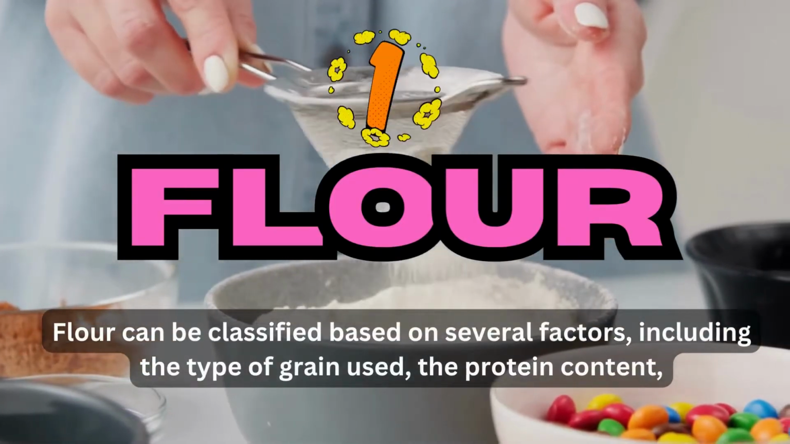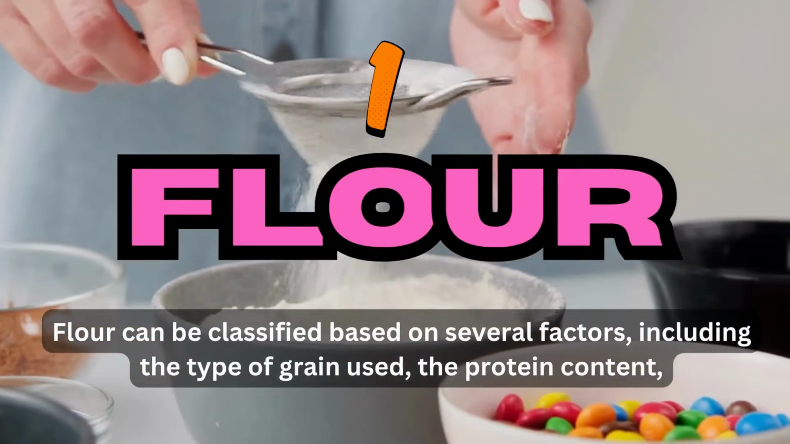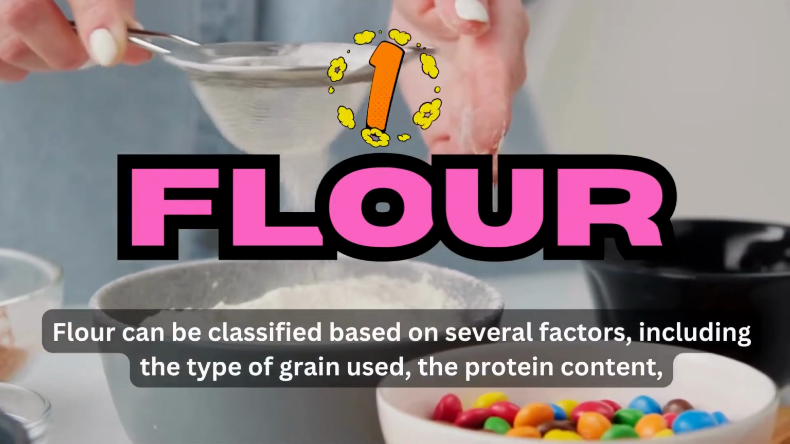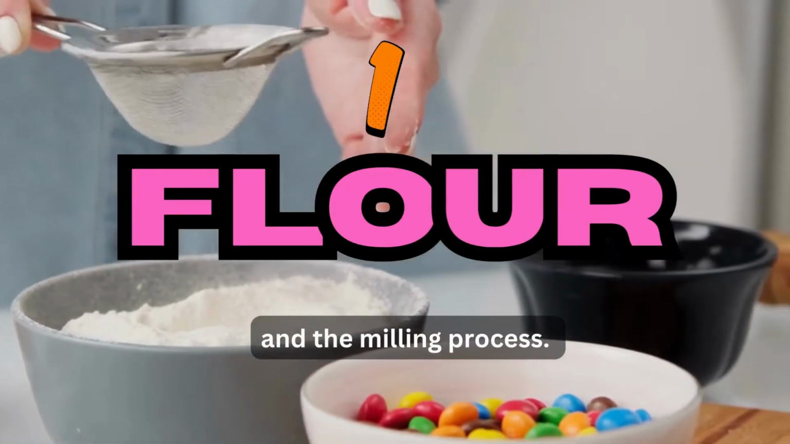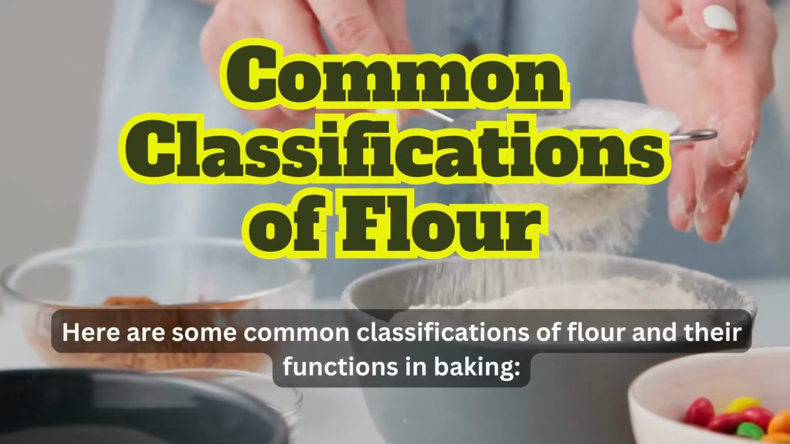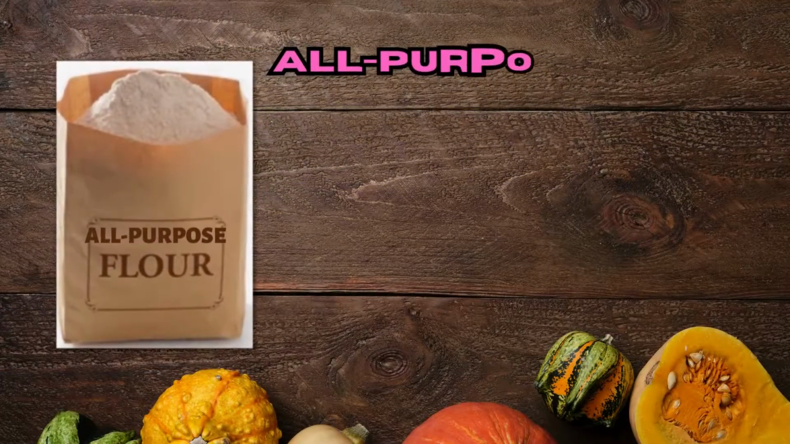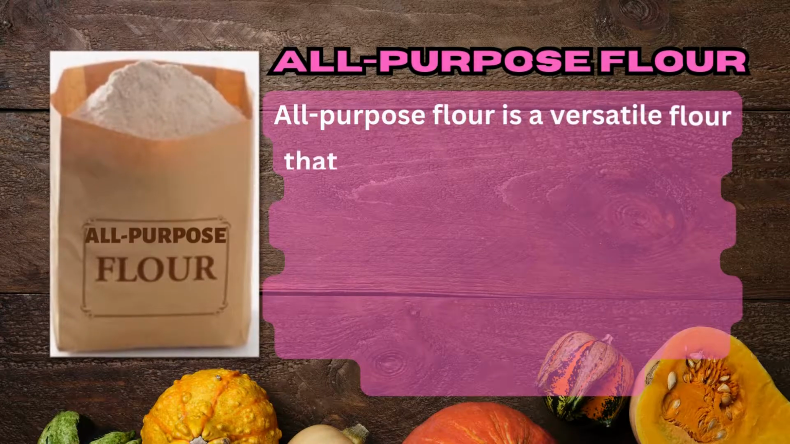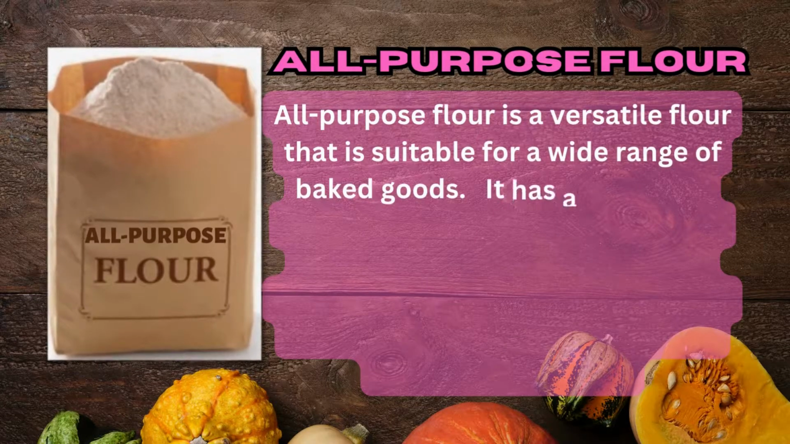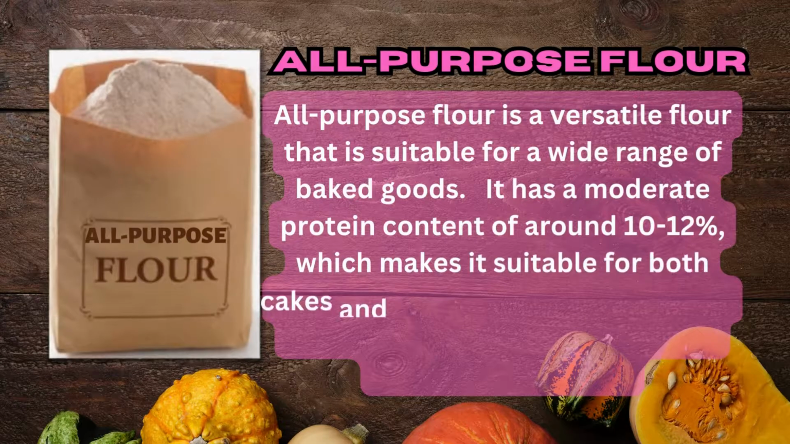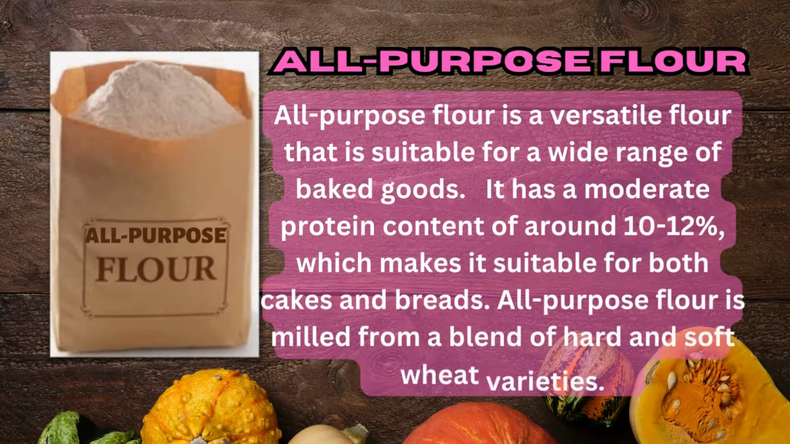Flour can be classified based on several factors, including the type of grain used, the protein content, and the milling process. Here are some common classifications of flour and their functions in baking. A. All-purpose flour. All-purpose flour is a versatile flour that is suitable for a wide range of baked goods. It has a moderate protein content of around 10 to 12%, which makes it suitable for both cakes and breads. All-purpose flour is milled from a blend of hard and soft wheat varieties.